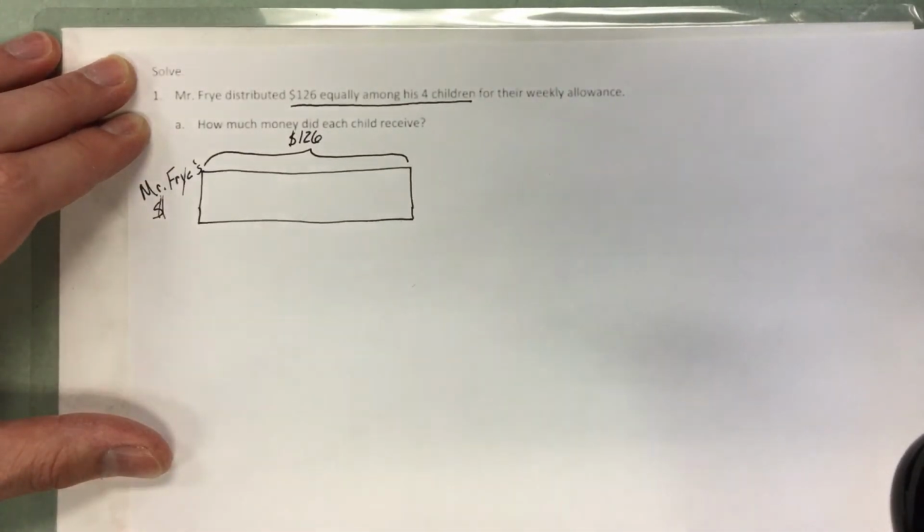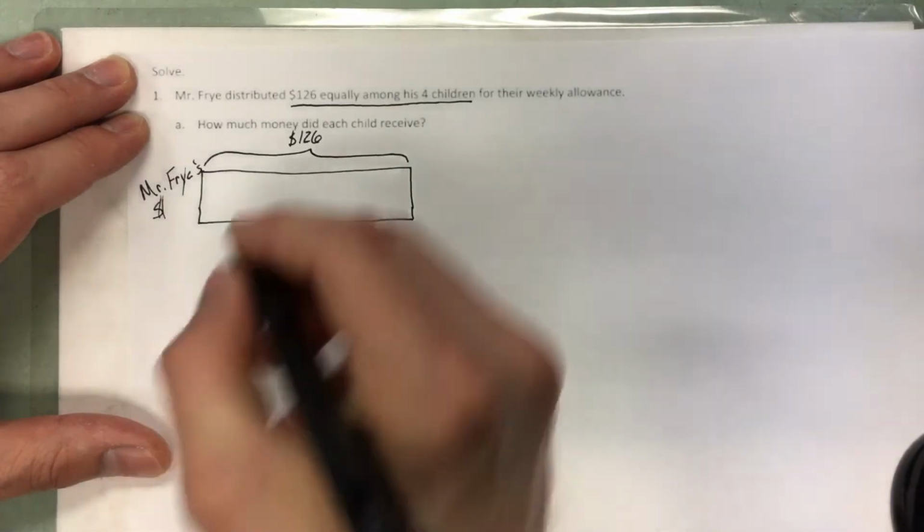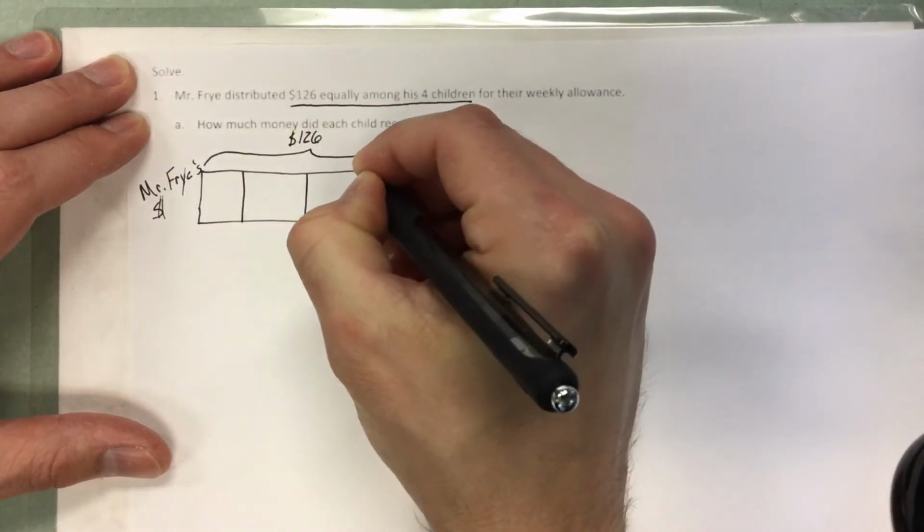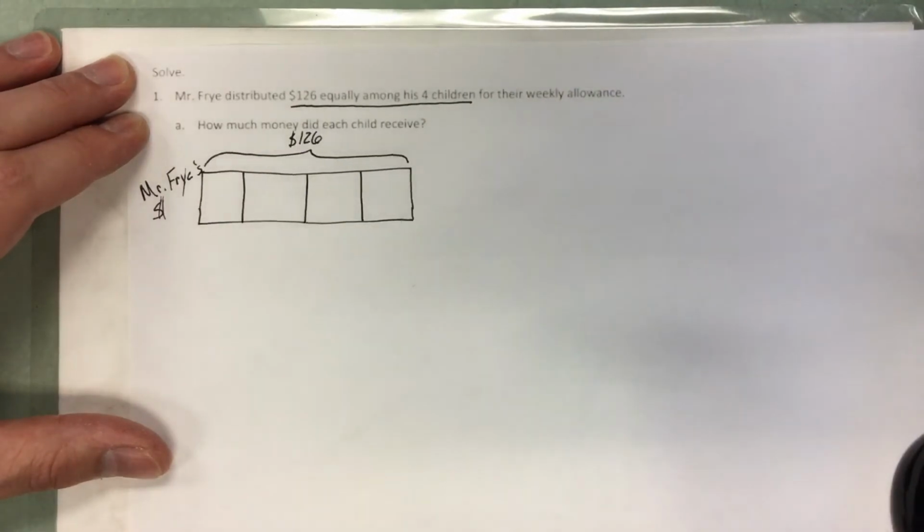How many children share that $126? 4. How can we represent this information? We can divide the bar into 4 equal parts to represent the equal amounts of money that they're going to share. So what is my question? My question is, how much money did each child receive?